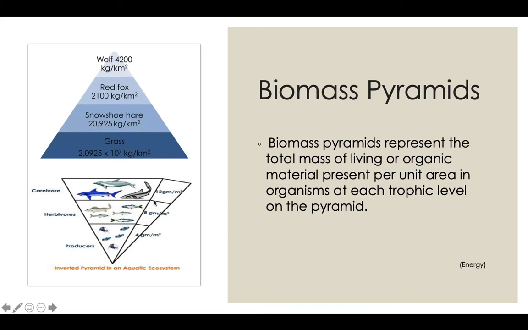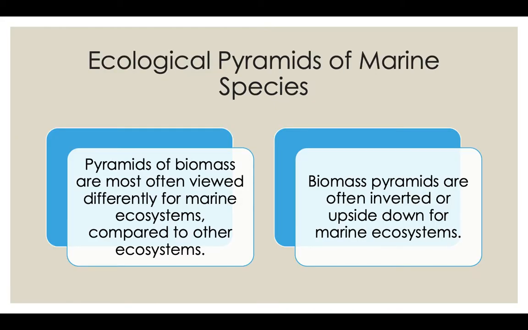In this diagram, it is the opposite. The biomass increases as you move towards the secondary consumer, which is a shark or a whale. Pyramids of numbers and energy are most often viewed as normal upright pyramids in all ecosystems. The pyramids of biomass are where marine ecosystems are viewed differently than other ecosystems. Biomass pyramids are often inverted or upside down for marine ecosystems.